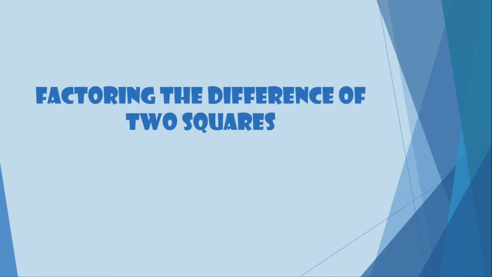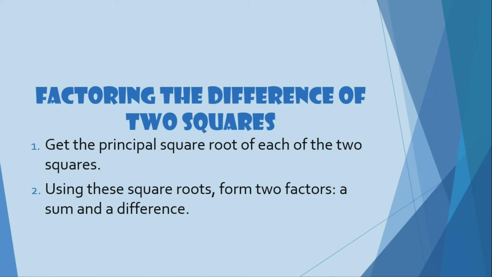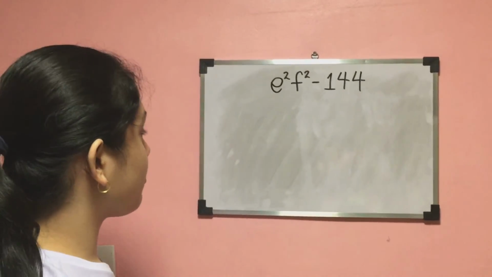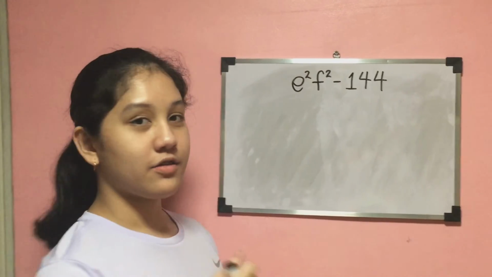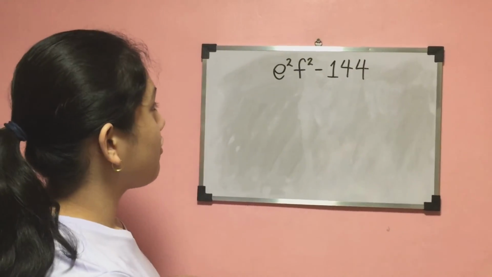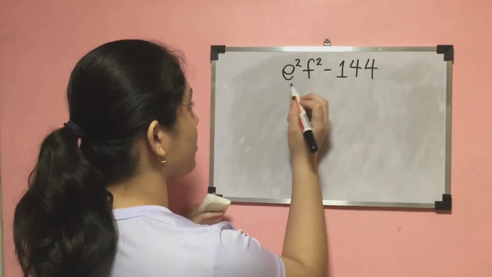To factor the difference of two squares, first get the principal square root of each of the two squares. Then using these square roots, form two factors, a sum and a difference. Example of factoring the difference of two squares is this. So the first thing we're going to do is we're going to get the square roots of each of the terms.